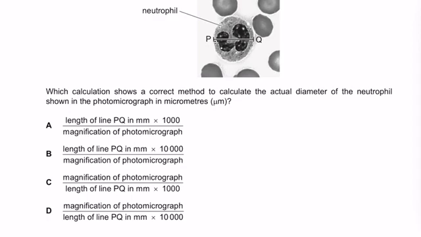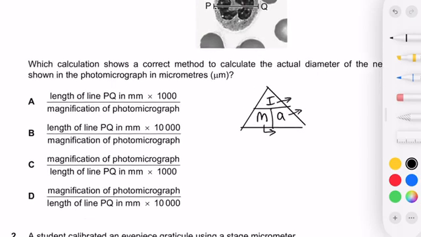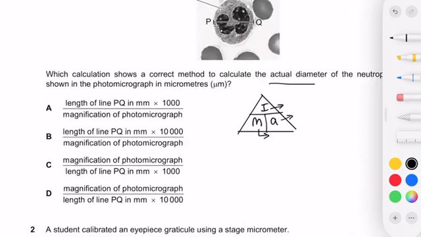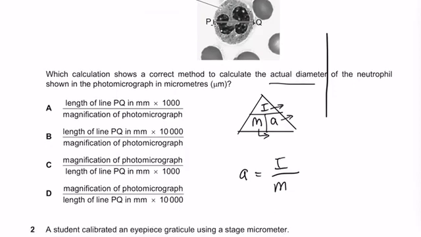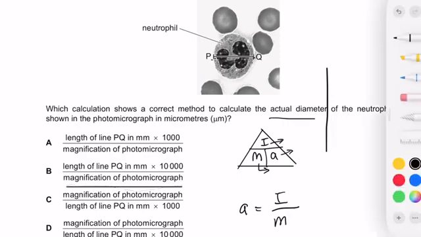Now, in order to calculate the actual diameter, you have to remember the triangle. It's important for calculating the diameter, the magnification, also the actual, and the image length. So, first off, it's I for image length, A for actual length or diameter, and M for magnification. So in this case, if we want to get the actual diameter, then A will equal I over M. In other words, it's the length of PQ divided by the magnification, which they didn't write down, but it's here in the answers.